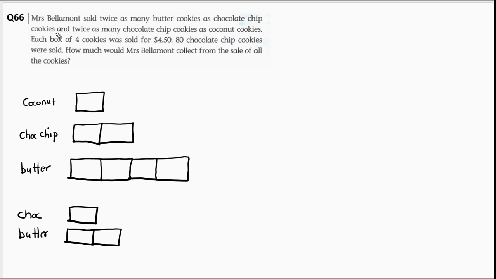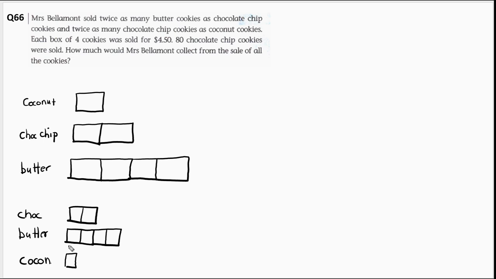Then there's twice as many chocolate chip cookies as coconut. So this is my chocolate chip cookies. These are my coconut. There are twice as many choc chip as coconut. And then I would see, my coconut is going to be half the size of my choc chip. And if this is a half size, I need to divide all of these into half as well so that all of the parts match.